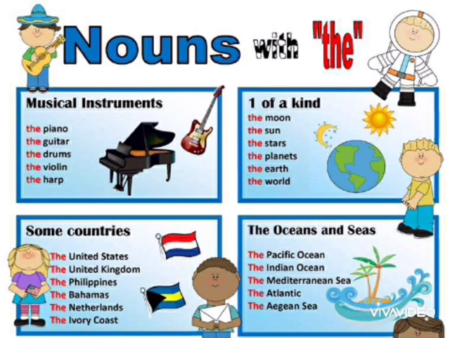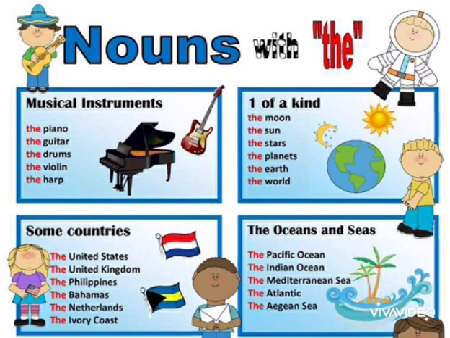Now we will revise the definite article: nouns with the. When to use the? Today, what have you learnt about the definite article? Before musical instruments, you have to use the. For example, the piano, the guitar, the drums, the violin. Some countries like the United States, the United Kingdom, the Philippines, like that.